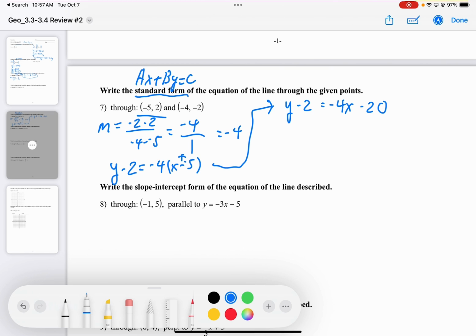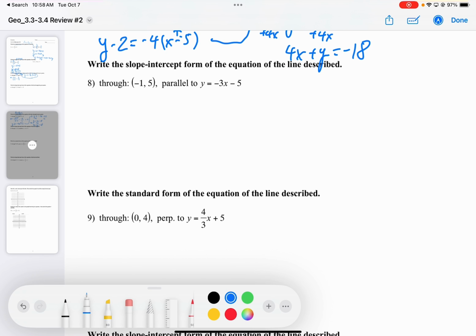What do you guys want to do next? I've got to move some stuff around, would you agree? What do you want to move first? The -2? All right, I'll add 2 to both sides. So y equals -4x minus 18. And then what are we moving, Chris? So add 4x to both sides. So I get 4x plus y equals -18. How are we feeling? We okay? Okay, all right.